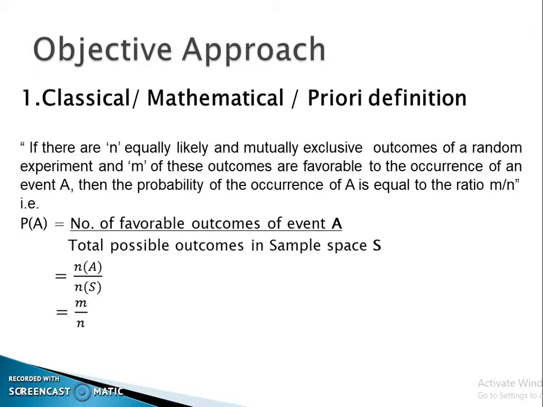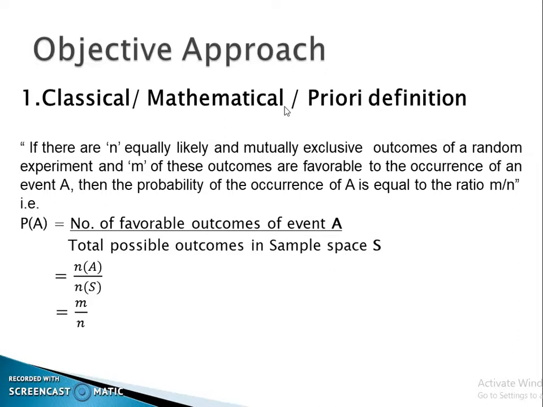Objective approach. In objective approach, the probability of an event is defined in 3 ways. Number 1 is classical or mathematical or a priori definition of probability. In the classical sense, the probability of an event is defined as follows: if there are n equally likely and mutually exclusive outcomes of a random experiment, and m of these outcomes are favorable to the occurrence of an event A, then probability of the occurrence of A is equal to the ratio m over n.